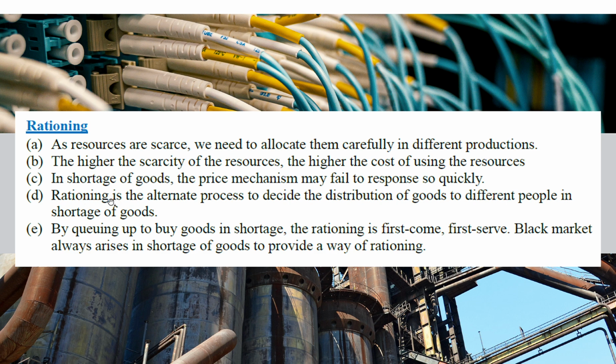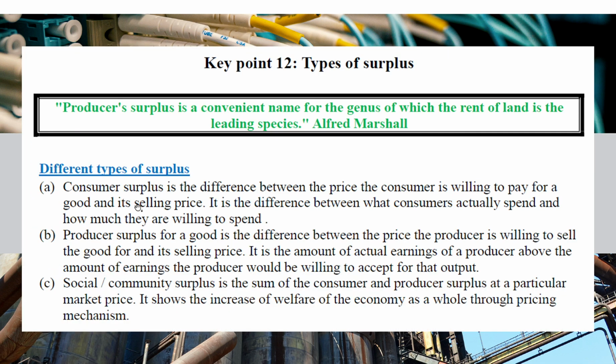Of course, there is another type of rationing, for example, queuing up to buy goods. In short, you can say queuing up is rationing. First come, first served. A black market is also a rationing during a shortage of goods. So queuing up and the black market are a kind of rationing, the same category.